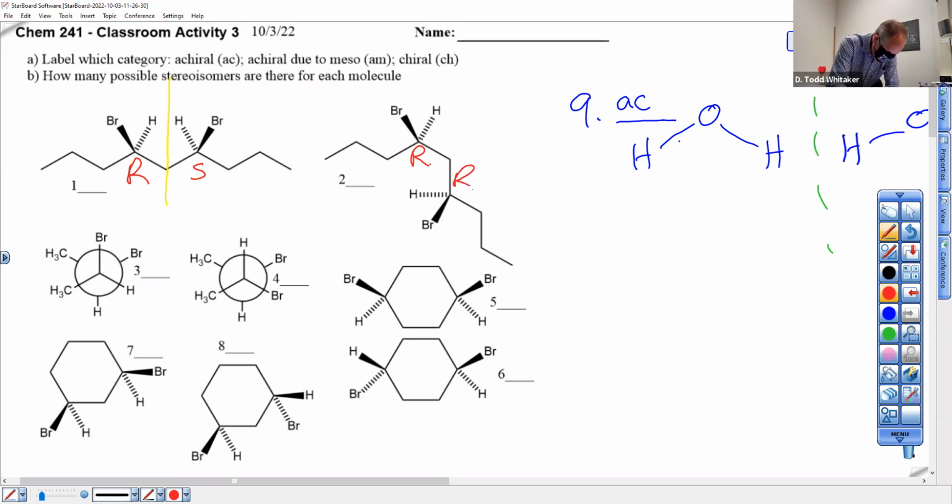This thing is not achiral. I can tell you right now, you can rotate as many degrees as you want. You're never going to get things to match up. If you have all S's or all R's and not a match of R's and S's, there's no way it's going to be meso. So I'm just going to go with CH. This one was achiral due to meso is the first one. This one is chiral, just straight up chiral.